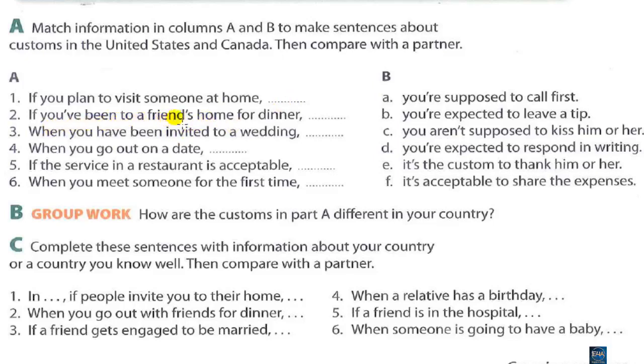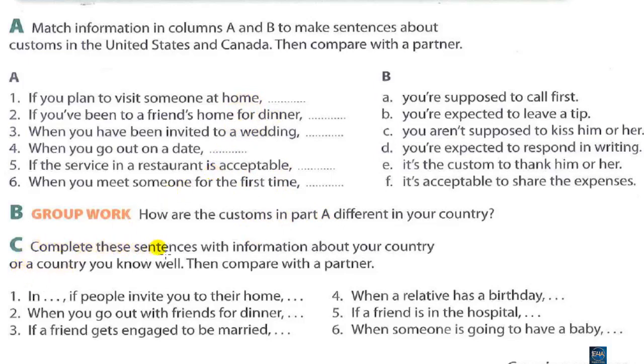2. If you've been to a friend's home for dinner, it's a custom to thank him or her. Here in Egypt, if you've been to a friend's home for dinner, it's a custom to bring a gift, a present, to bring some fruits. You will answer and complete the rest of the sentence. What is the custom in your country? If you are Egyptian, Saudi Arabian, Algerian, Moroccan, Libyan, whatever your country is, tell your class and your friends about the custom.